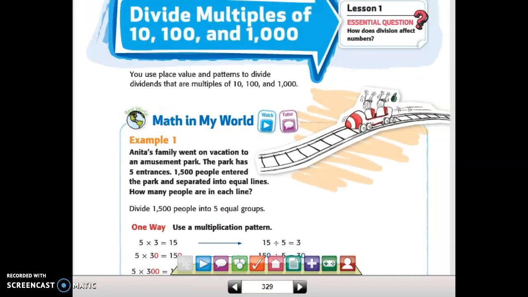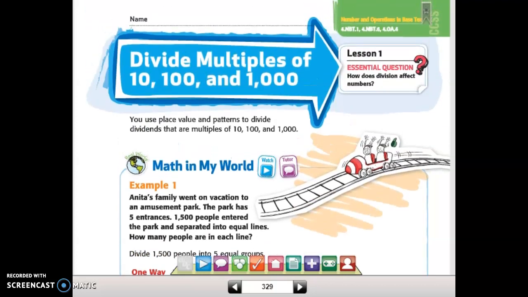Okay, so now we're beginning chapter 6, which begins, dun dun dun, division. And today we're going to start lesson 1 with dividing multiples of 10, 100, and 1,000. So we're just moving our place values over. And when we move the place values over, we fill those places with zeros. So the essential question, how does division affect numbers?